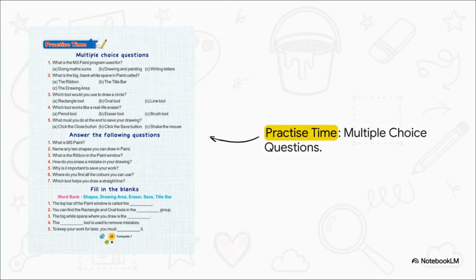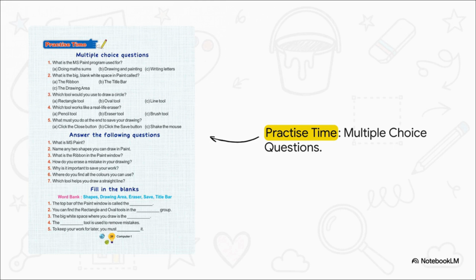All right, study buddies, it is practice time. Play along in your head before I give away the answers. Question 1. What is the MS Paint program used for? Doing math sums, drawing and painting, or writing letters? Question 2. What is the big blank white space in Paint called? The ribbon, the title bar, or the drawing area?